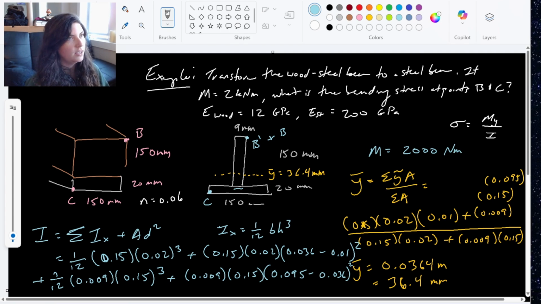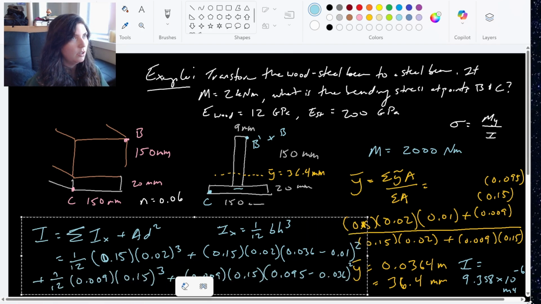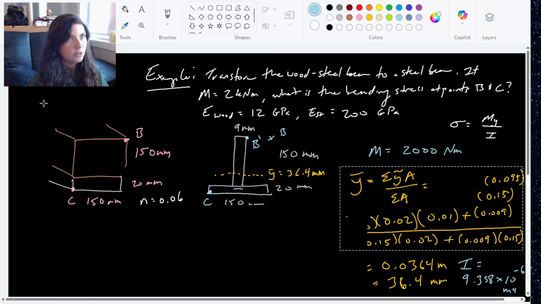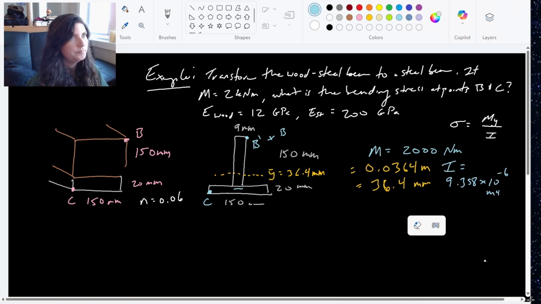So I take this whole long thing, plug all of that into my calculator to get a moment of inertia of 9.385 times 10 to the negative 6th meters to the 4th. Ooh, so all that work just so I can find the bending stress in points B and C. So let's do that. We've got all the ingredients. My centroid stuff I don't need anymore. I'm just going to take those values and put them up here so I can reference them.